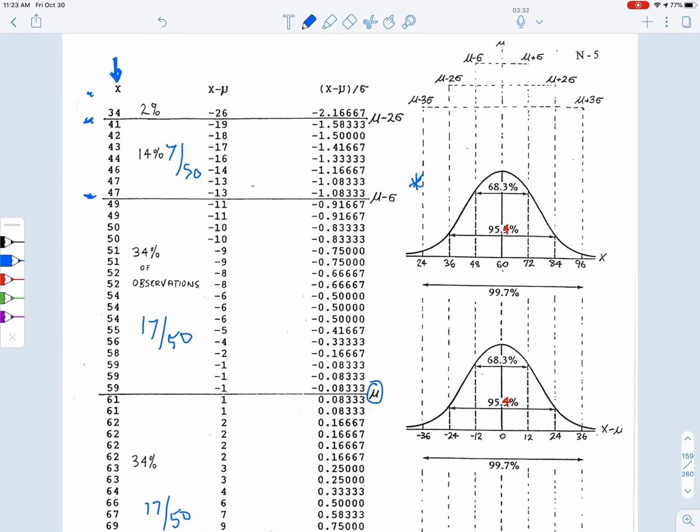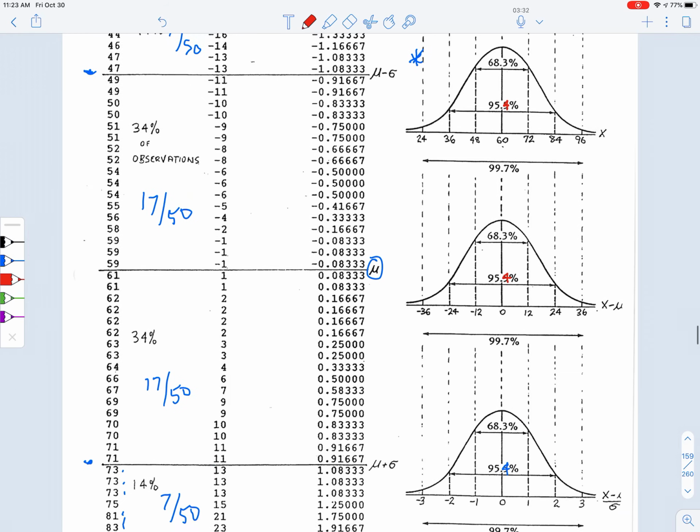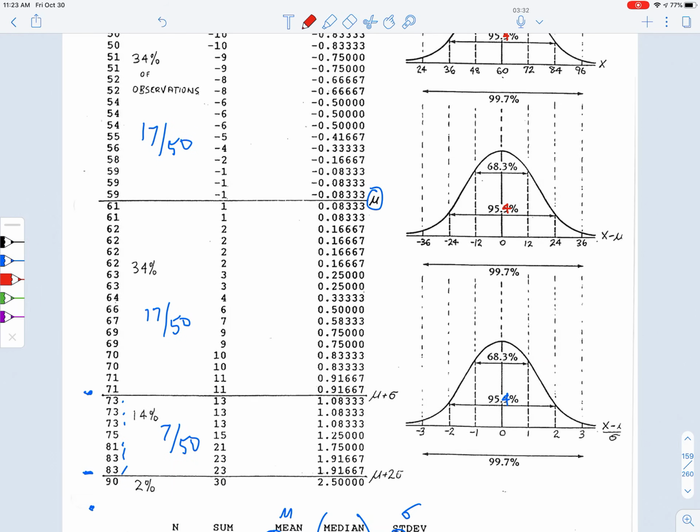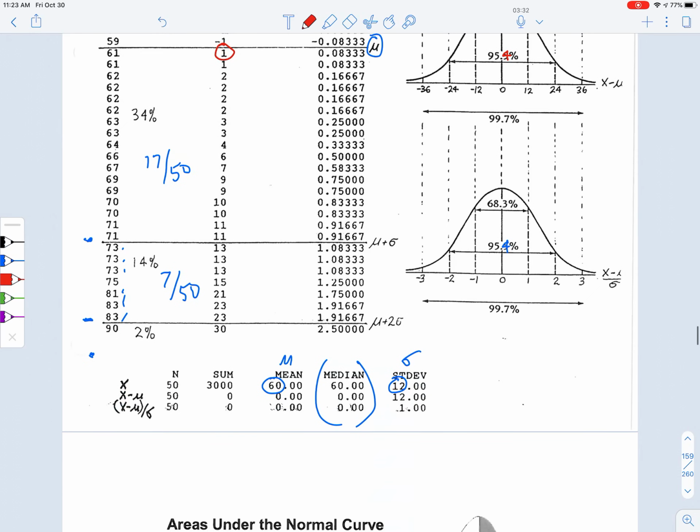Now, what we do to standardize this is, suppose I was to take every one of these numbers and subtract the mean off. So that would give me this column right here, which is x minus mu. So 34 minus 60 is minus 26. And we could do that with every number down here. 61 minus 60 is 1. 90 minus 60 is 30.